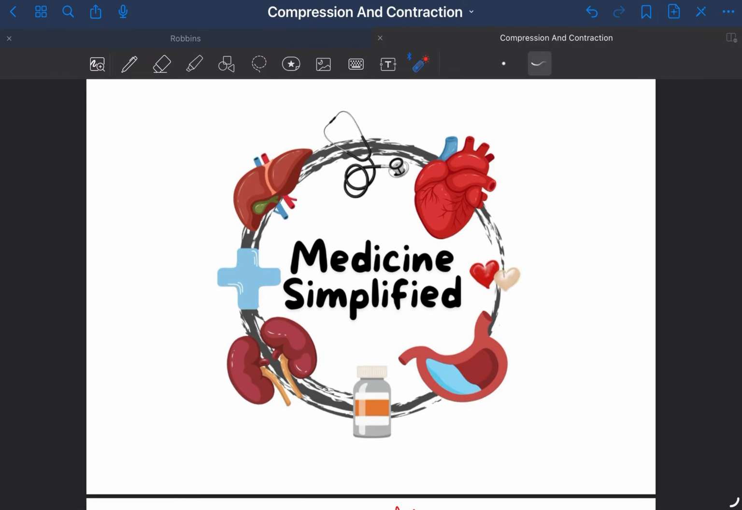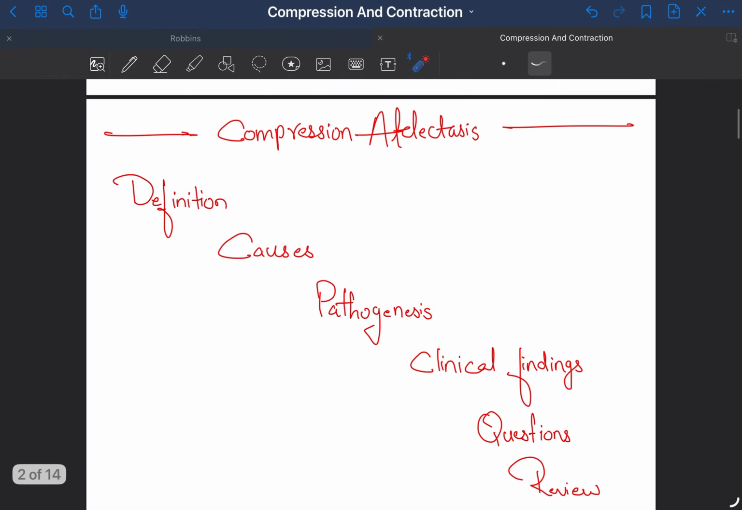Hey guys, so today our topic is compression and contraction atelectasis. We'll go through the definition, causes, pathogenesis, clinical findings, questions, and review.